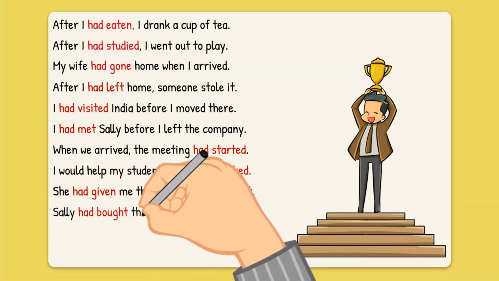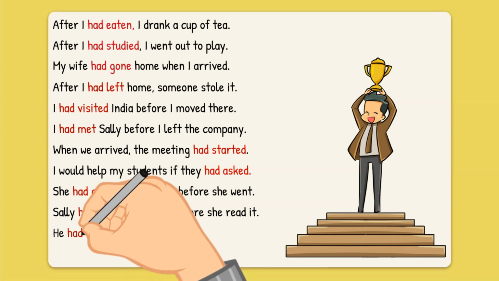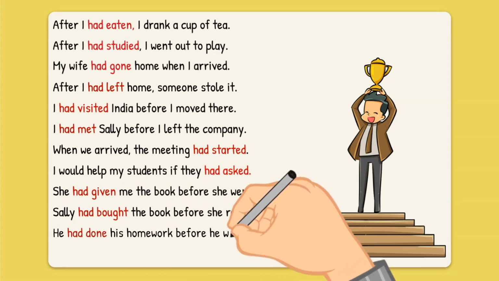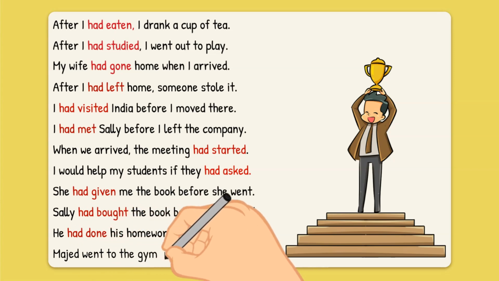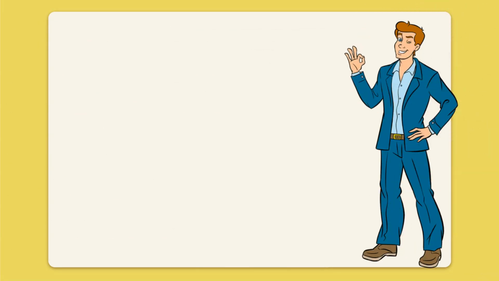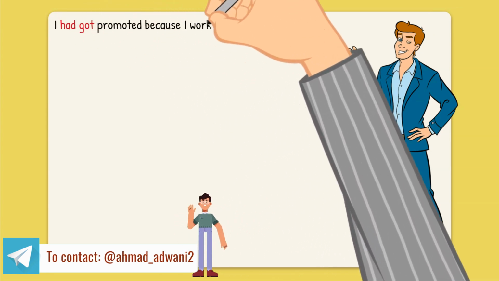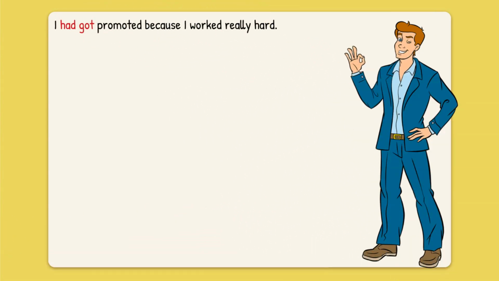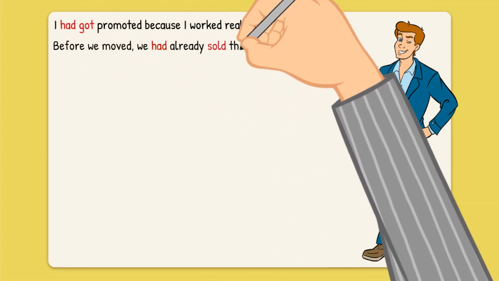Sally had bought the book before she read it. He had done his homework before he went out. Majid went to the gym after he had eaten dinner. I had got promoted because I worked really hard. Before we moved, we had already sold the house.